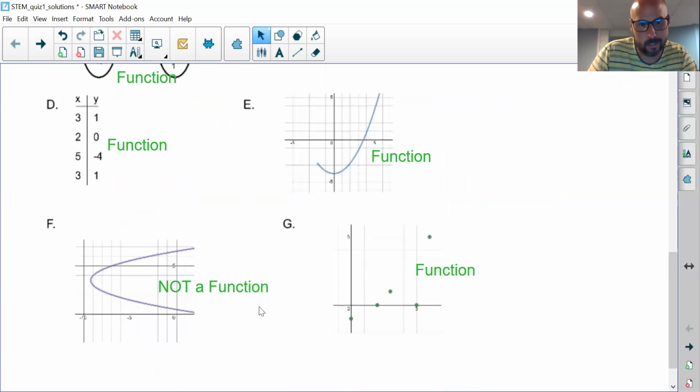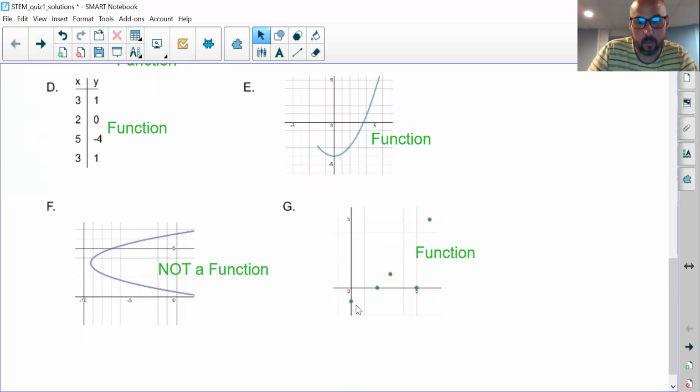F is not a function. There are lots of x values that have two or more y values. For example, when x is -5, it looks like the y value is 1.5, but also 5.5. Well, which one is it? It produces two different y values, so it's not a function. G is a function. 1, 2, 3, 4, 5. You've got 5 ordered pairs. Every ordered pair has one x, and each x goes to only one y.